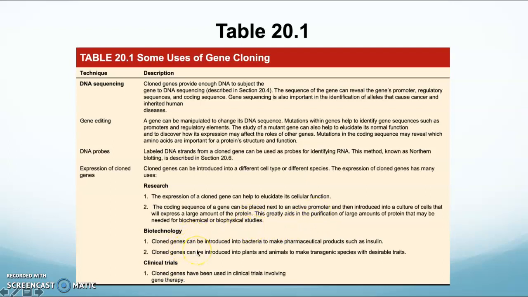In biotechnology, we use cloned genes to introduce them into bacteria that can make pharmaceutical products. One of those that's great is insulin, so we can actually get bacteria that will produce insulin by having these cloned genes put into them. In addition, we can clone genes into plants and animals to make transgenic species with desirable traits. This is fairly common in plants, for example seedless watermelon or different things like that. And lastly, we look at expression of these cloned genes in clinical trials for gene therapy. If we can clone genes that have the right sequence, maybe those could override ones where we have a mutation.